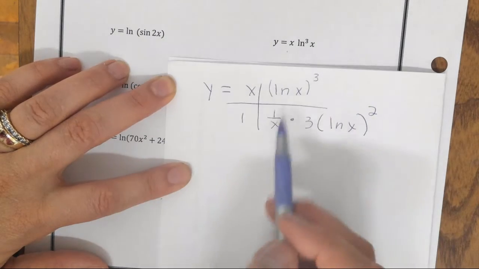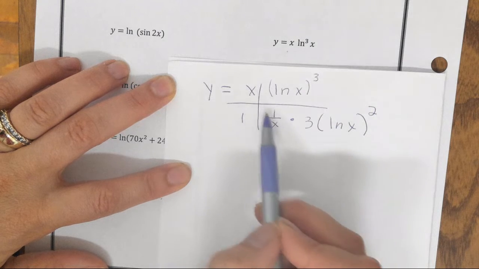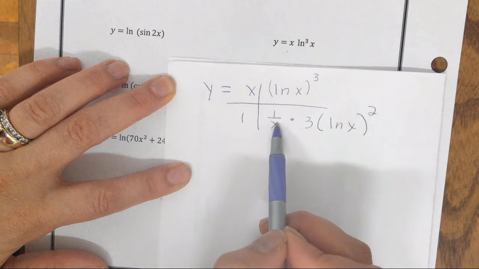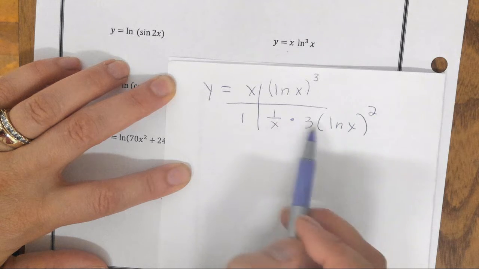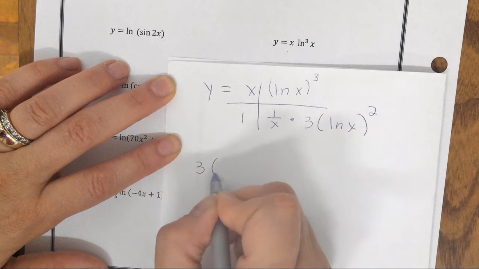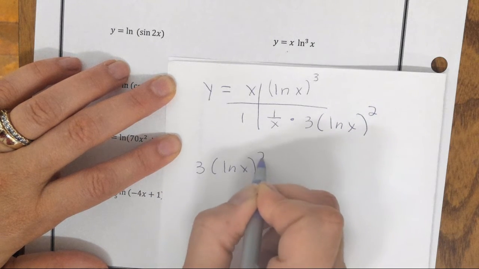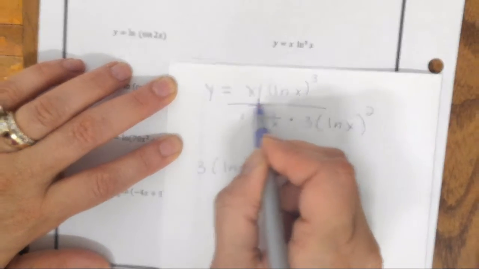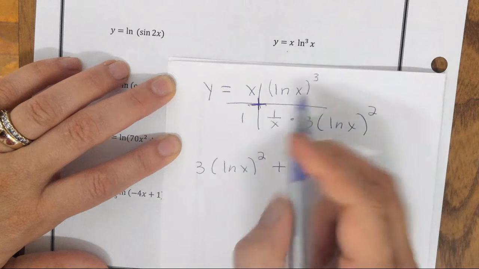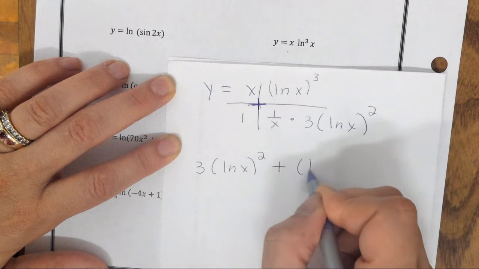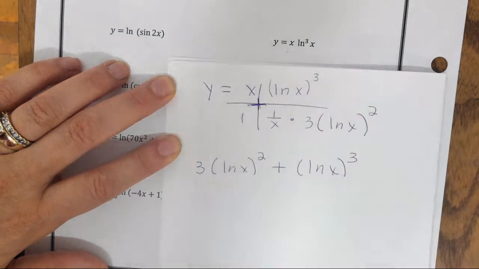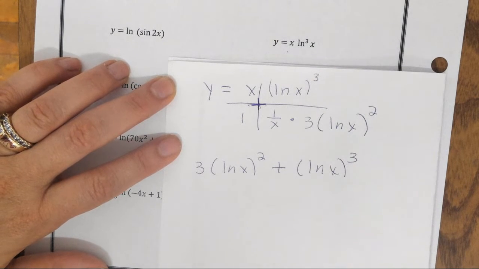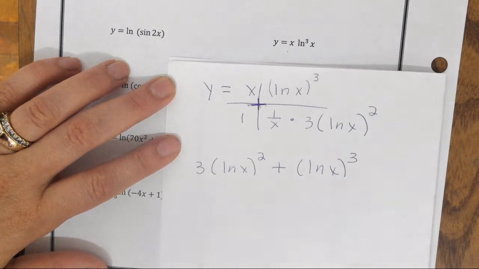And now I still have it as a product, so let's multiply on the diagonal. So x times this whole thing, well, x times 1 over x is just 1. And so I'm left with 3 ln of x squared. And now this side, so it's plus. So plus 1 times this guy is just this guy cubed. And I cannot combine them. They are not like terms, so that is the final answer.